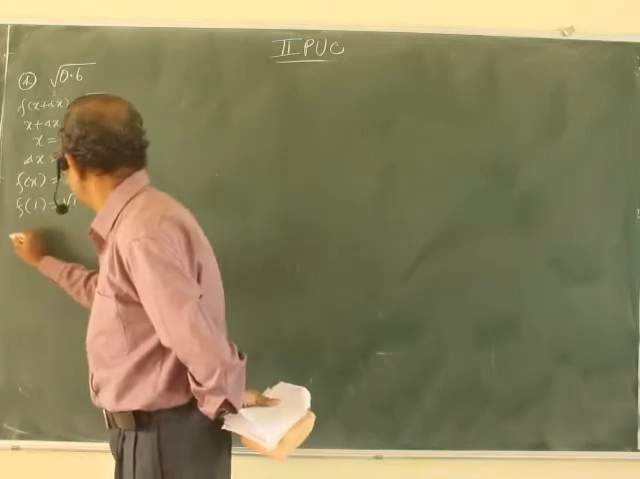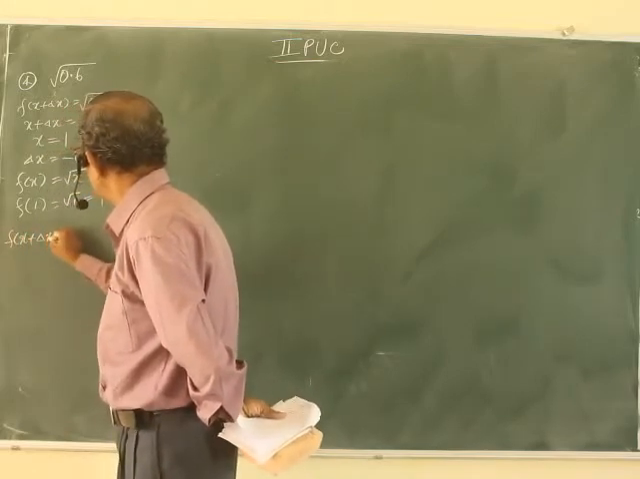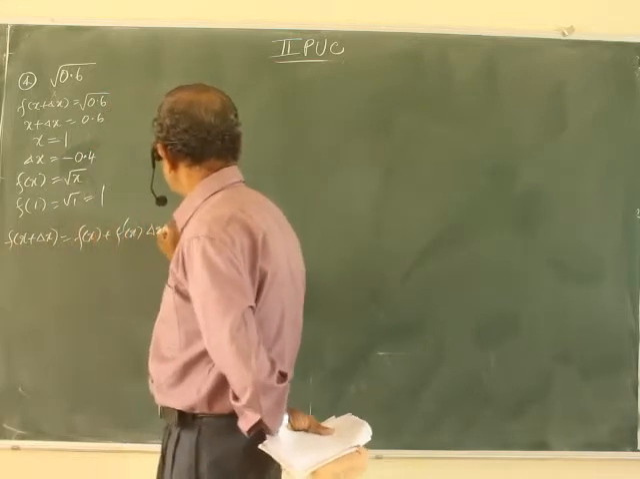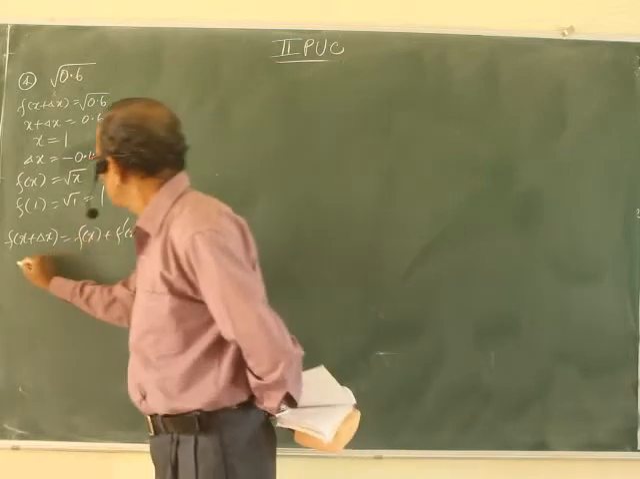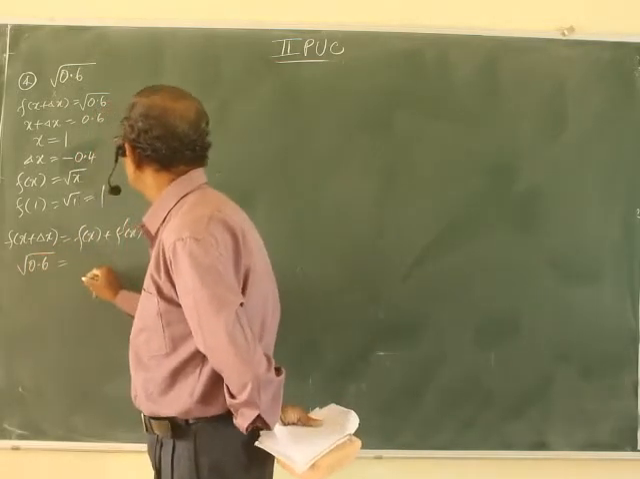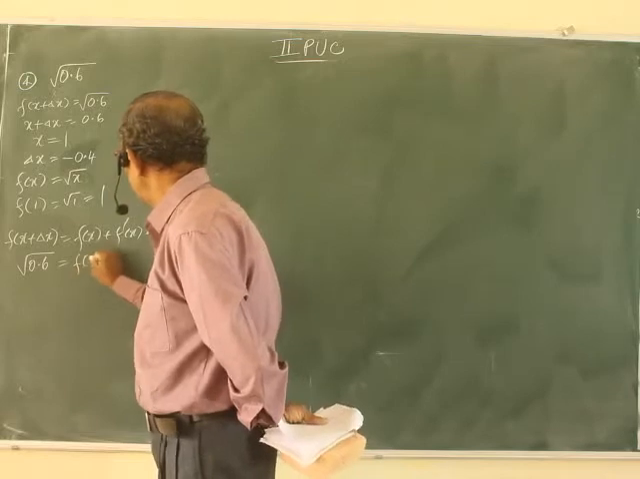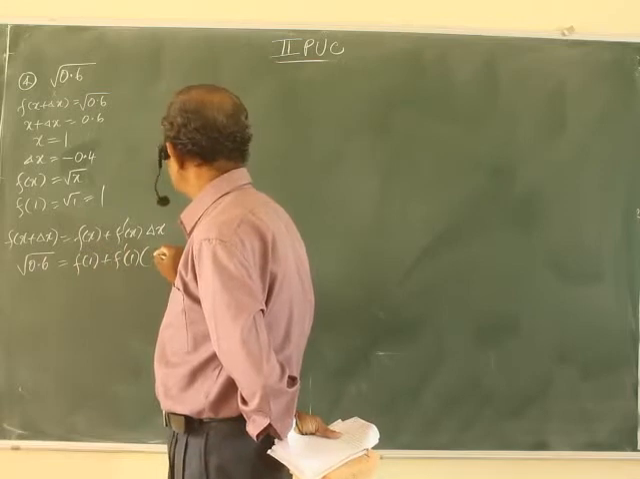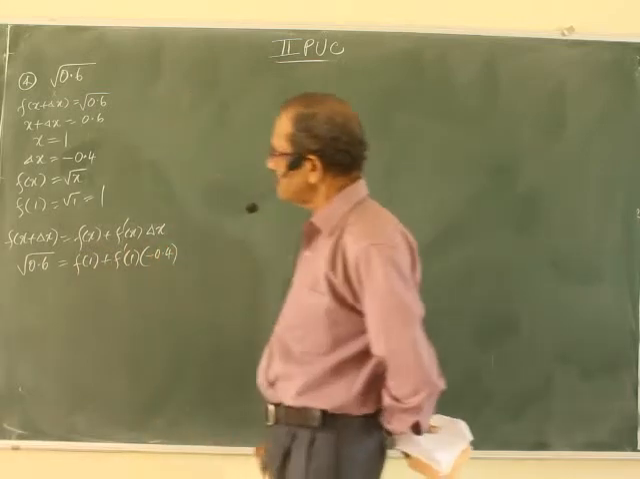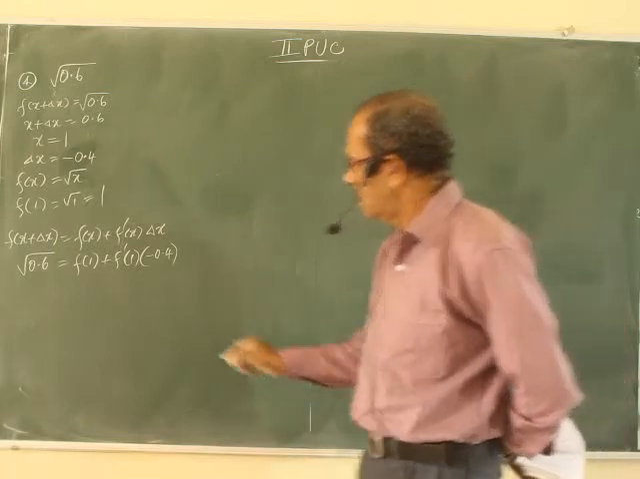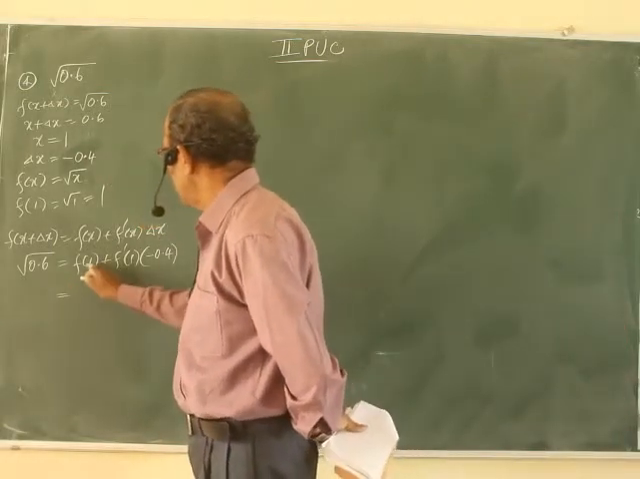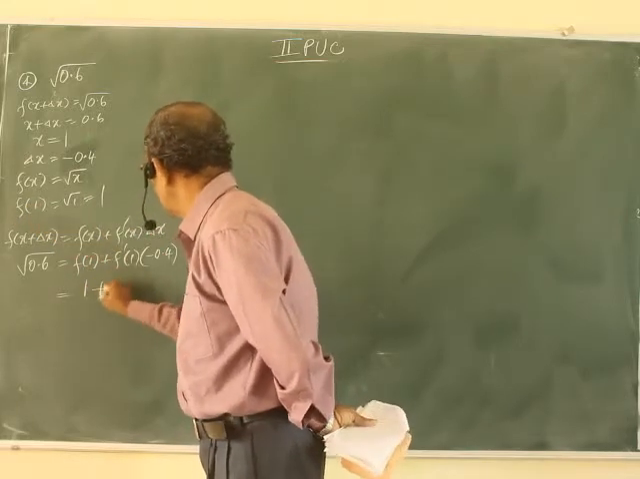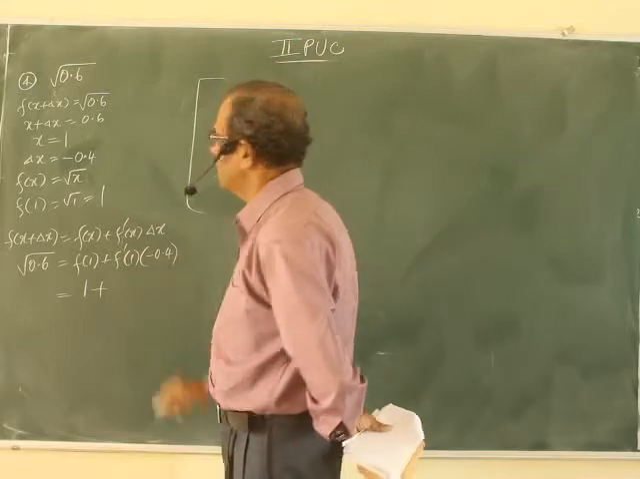Come back to the formula. f of x plus delta x equal to f of x plus f dash of x into delta x. Square root of 0.6 equal to f of 1 plus f dash of 1 into delta x, which is minus 0.4. f dash of 1, that's what I told, find it separately.